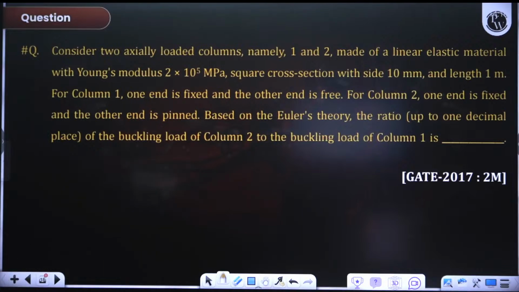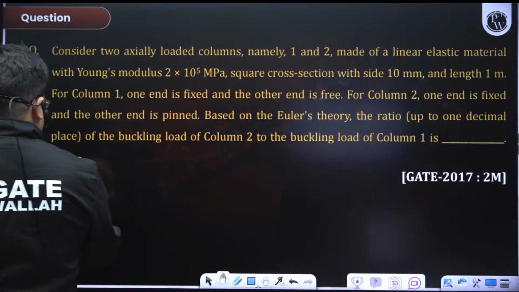You can find E, again that will be a lengthy process. So you can find E, stress by strain, and then you can solve. Again, this is also correct. Multiple ways to solve the same question. Now solve this question. Here you see what is given: buckling load of column 2 to buckling load of column 1.